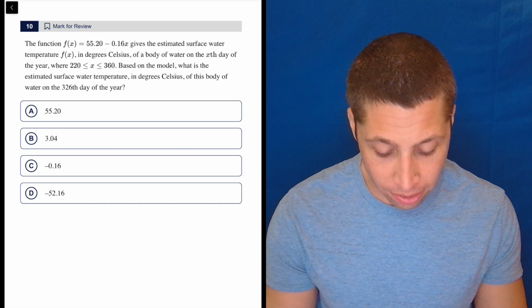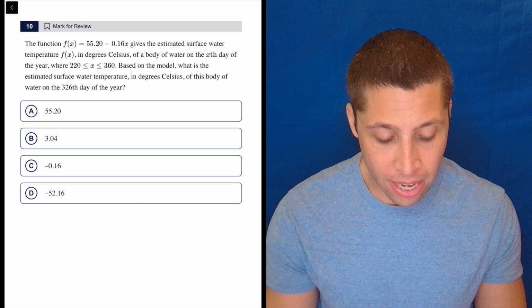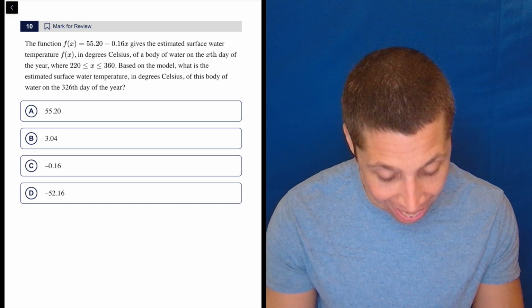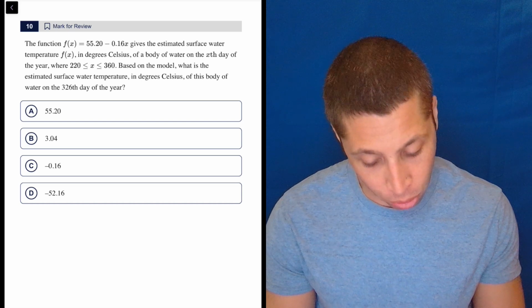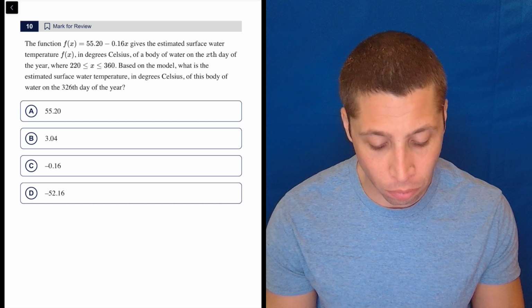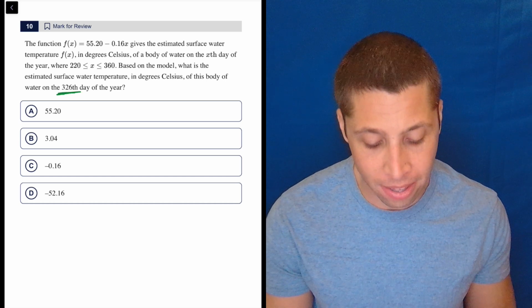The function f of x equals 55.20 minus 0.16x gives the estimated surface water temperature in degrees Celsius of a body of water on the xth day of the year, where 220 is less than or equal to x is less than or equal to 360. Based on the model, what is the estimated surface water temperature in degrees Celsius of this body of water on the 326th day of the year?